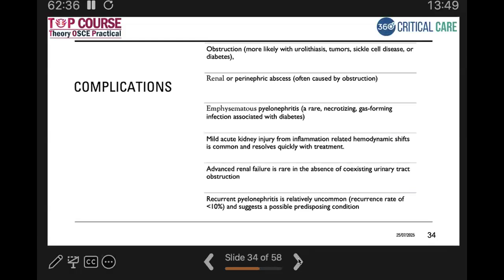Okay, complications. What are the complications of pyelonephritis? Why is it so serious? It can cause obstruction, it can cause perinephric abscess and worsening of the situation. It can cause emphysematous pyelonephritis. It can cause acute kidney injury, where the patient may be in need of renal replacement therapy. Patient can end up in CKD from acute kidney injury.